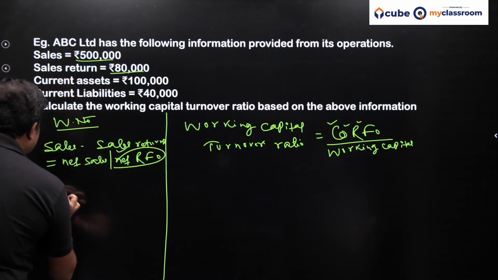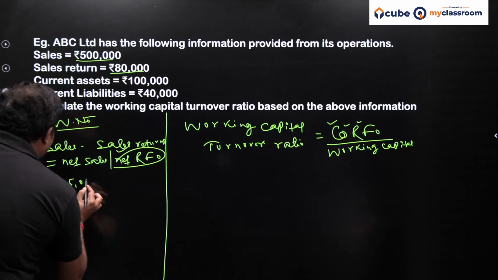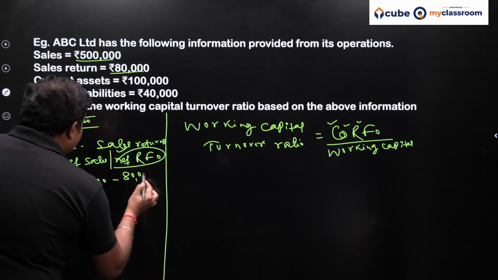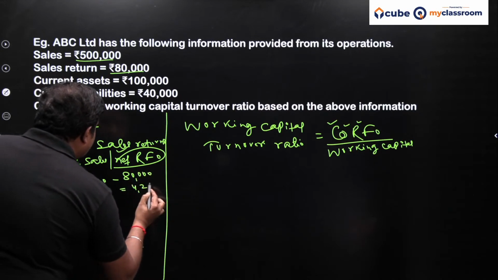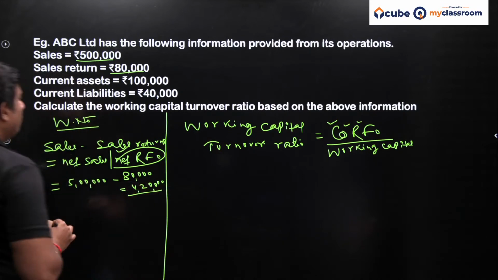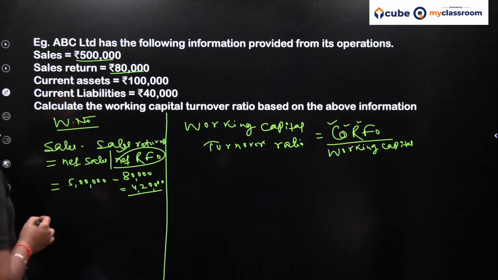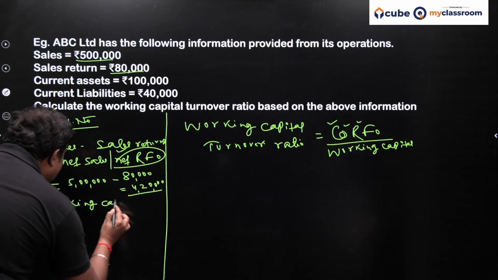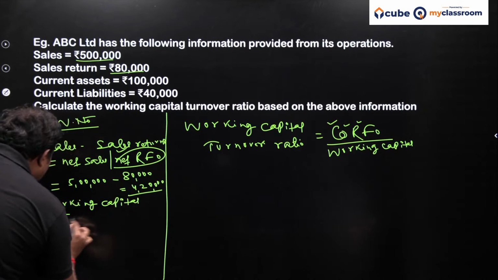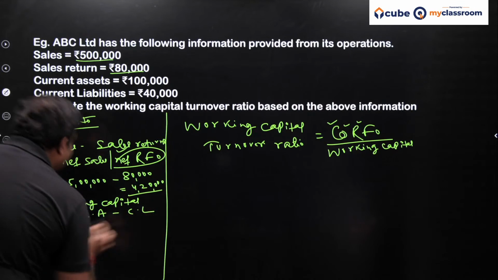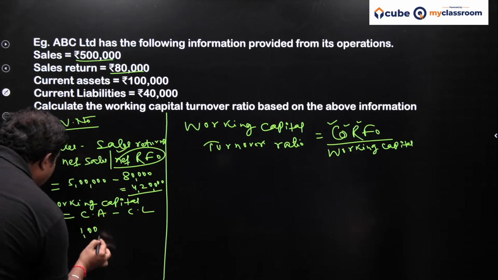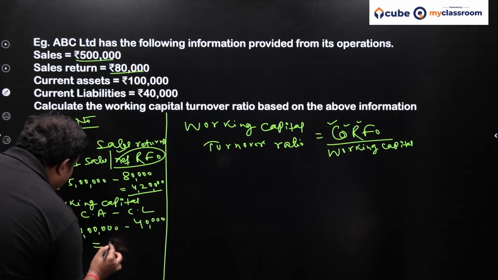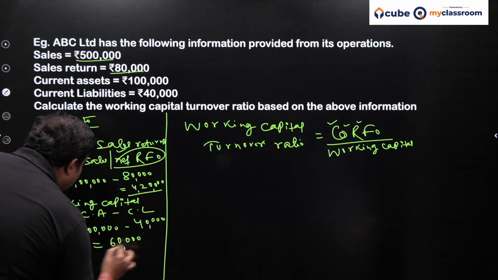Here they have given you the sales of 5 lakh and sales return of rupees 80,000. Then the difference would be 4,20,000, and this is the true value of your net revenue from operation. Now, to calculate the working capital, the formula is current assets minus current liabilities. So CA minus CL. Here the current assets are rupees 1 lakh and current liabilities are rupees 40,000, so the difference would be 60,000, and this is your working capital.